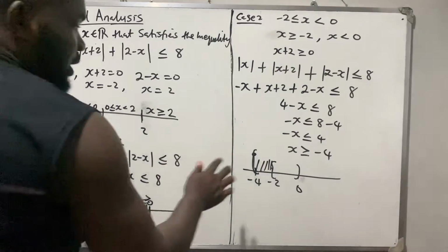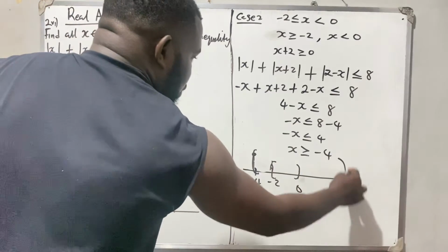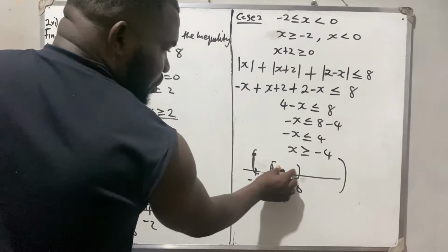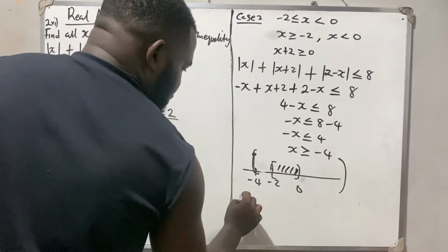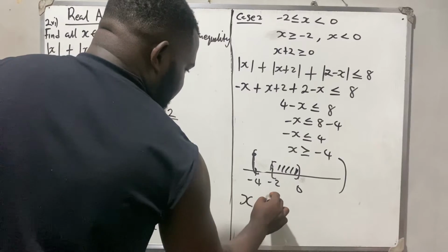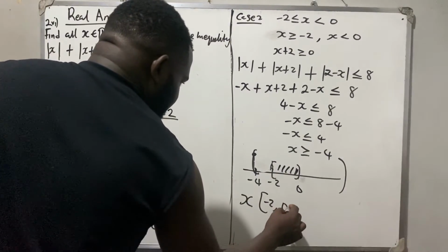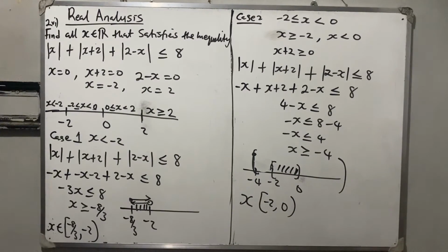Okay, sorry, that's not the intersection. The intersection is this middle, because this one moves to infinity there. You understand? So what they have in common is this middle. Therefore, the solution here is that x is in the closed interval of minus 2 and the open interval of 0. So that is the solution to that. Okay, so we have gotten case 2.